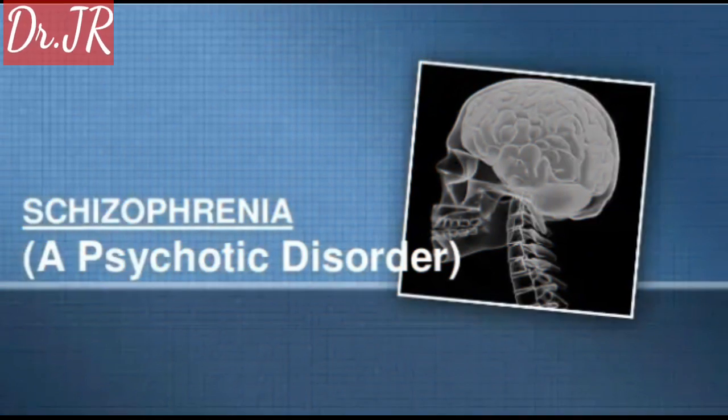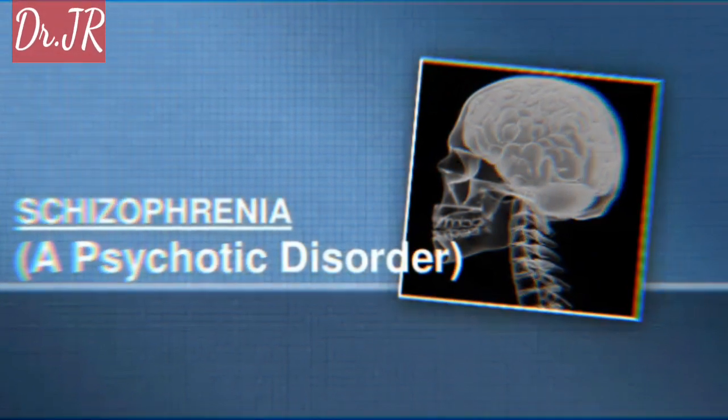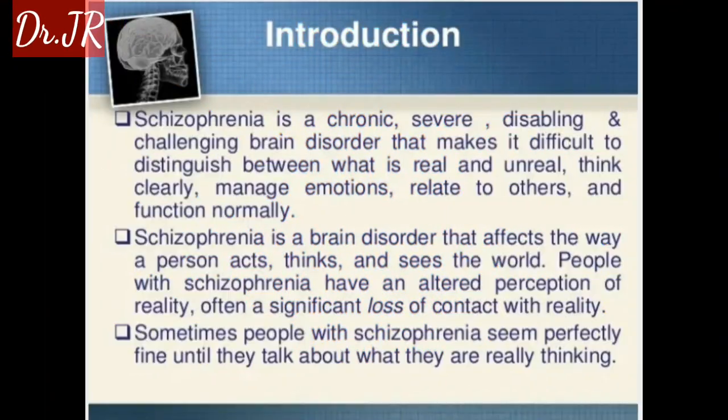Now I will discuss a brief introduction to schizophrenia. Introduction: Schizophrenia is a chronic, severe, disabling and challenging brain disorder that makes it difficult to distinguish between what is real and unreal, think clearly, manage emotions, relate to others, and function normally.